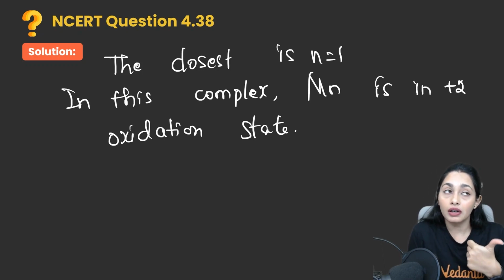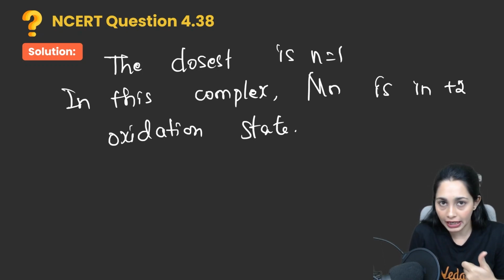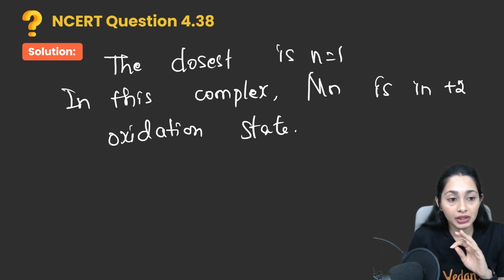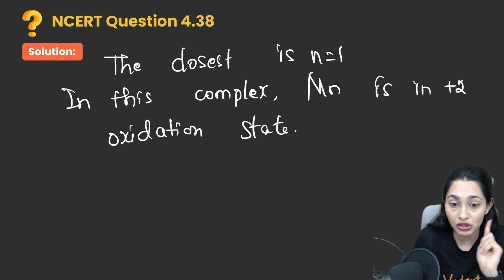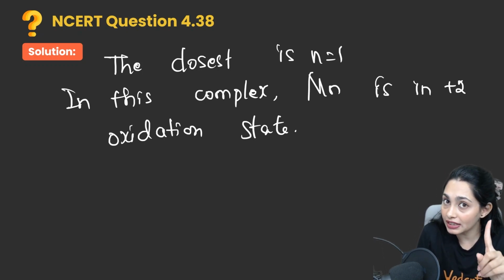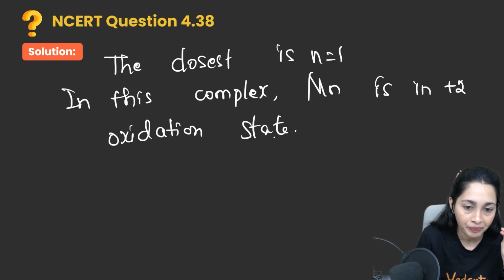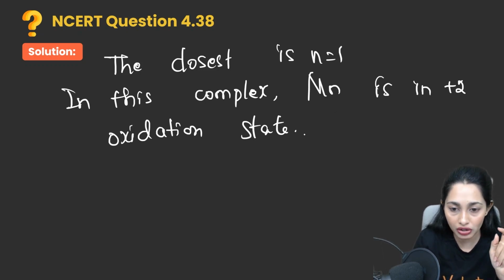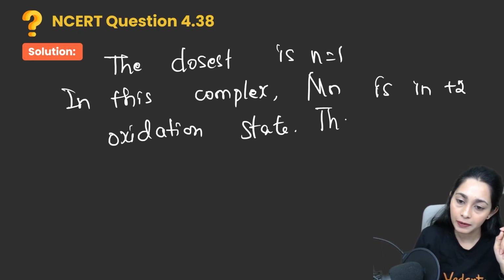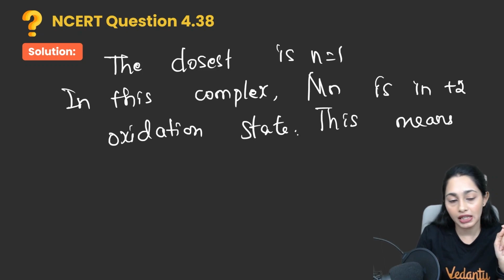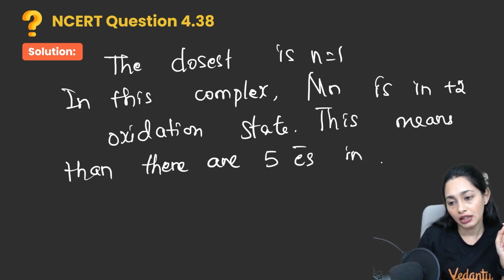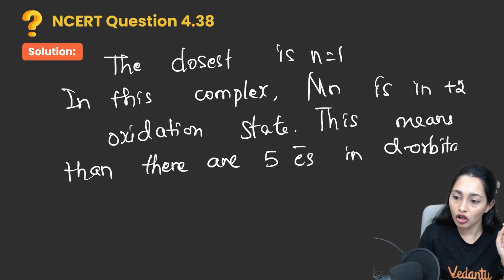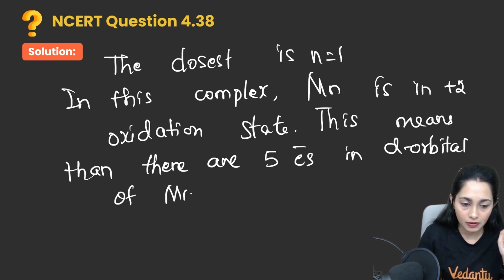and which are not strong field ligands. Okay, and we need to remember the electronic configuration of the respective ions. As Mn is in +2 oxidation state, how many electrons are there in the d orbital? It is 5. So in this complex, Mn is in +2 oxidation state, which means that there are 5 electrons in d orbital of the metal, that is manganese.